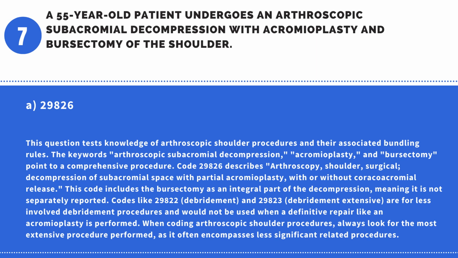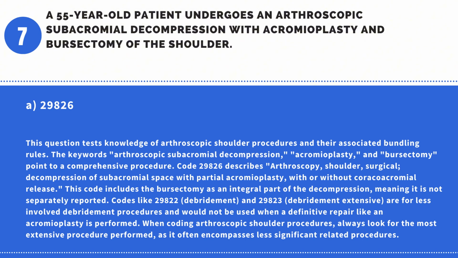29826. This question tests knowledge of arthroscopic shoulder procedures and their associated bundling rules. The keywords arthroscopic subacromial decompression, acromioplasty, and bursectomy point to a comprehensive procedure. Code 29826 describes arthroscopy, shoulder, surgical, decompression of subacromial space with partial acromioplasty, with or without coracoacromial release. This code includes the bursectomy as an integral part of the decompression, meaning it is not separately reported.